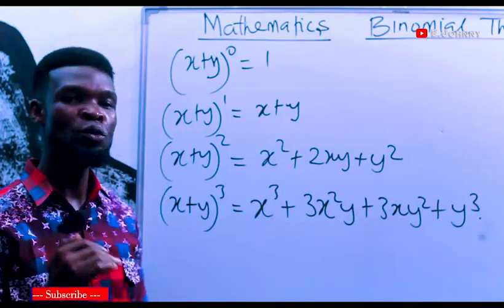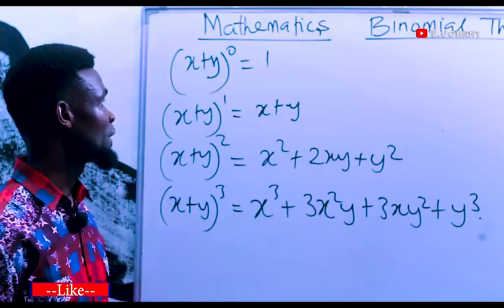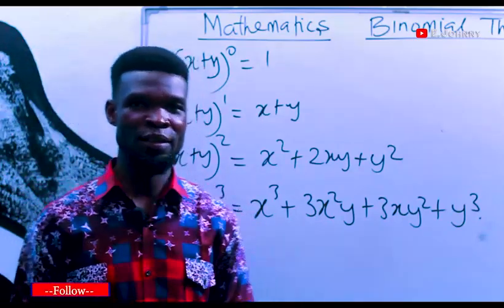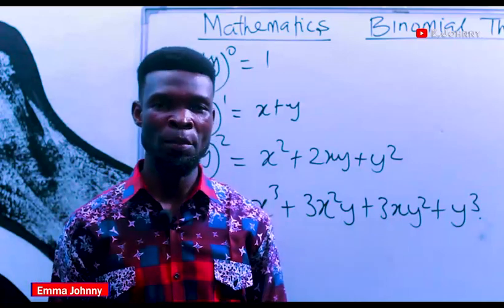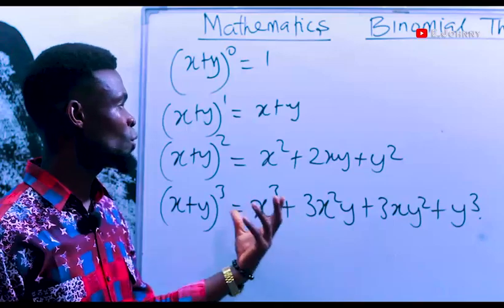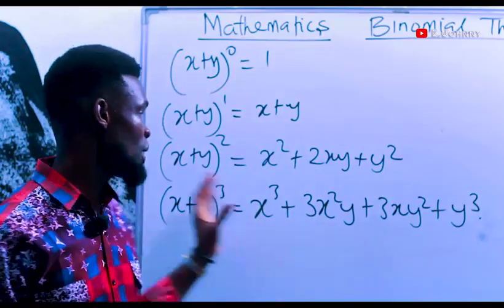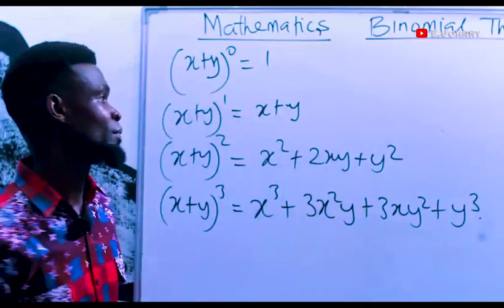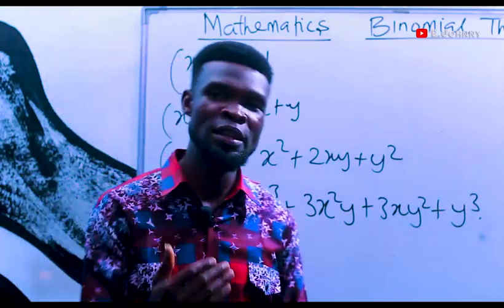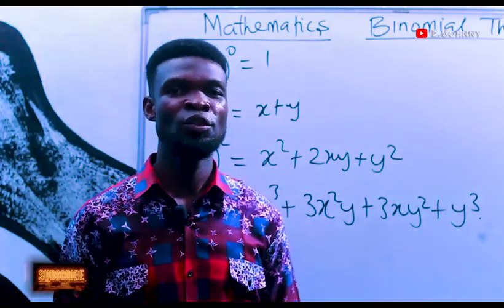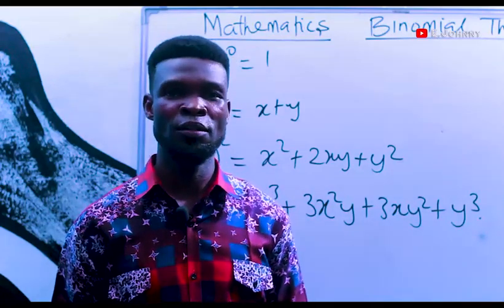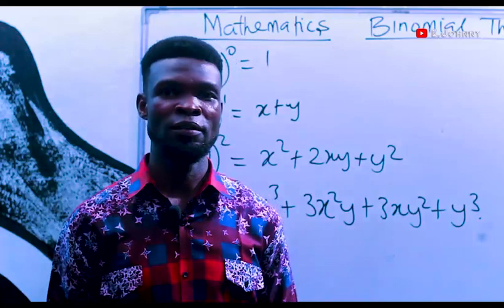Now, I want you to observe something. Like I said, a mathematician looked at it carefully and came up with a pattern, so that instead of doing this, we can go the easy way to get higher powers expanded. And what did he do? He came up with a triangle, and that triangle was named after him. It is called Pascal's triangle, which means that the research was carried out by Blaise Pascal, a mathematician.